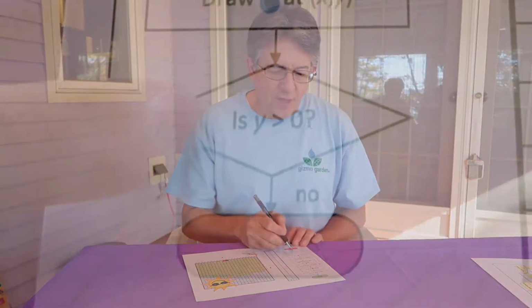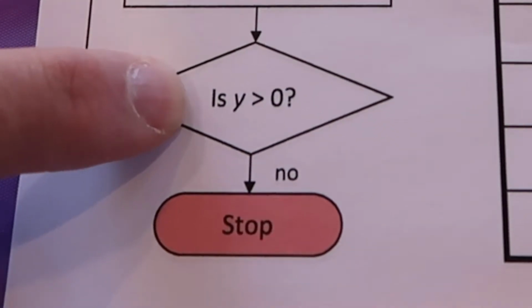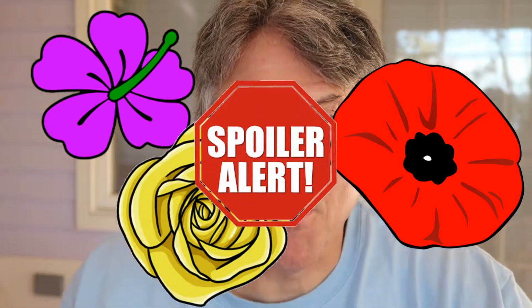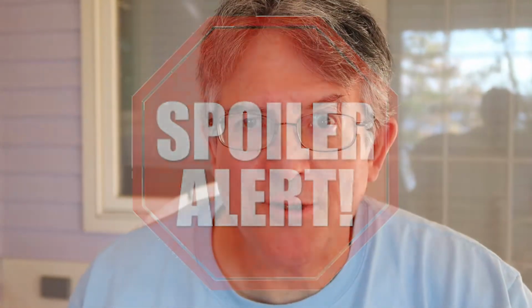What we're going to do now is repeat the instructions we've already done over and over again in what's called a loop until finally that diamond question says no, and then we stop. And having done all that, we will have drawn drops on the graph paper in a path that ends up on one of the flowers. Will it be the purple hibiscus, the red poppy, or the yellow rose? Spoiler alert, I'm getting ready to show you the answer. So if you want to figure it out on your own, stop the video.